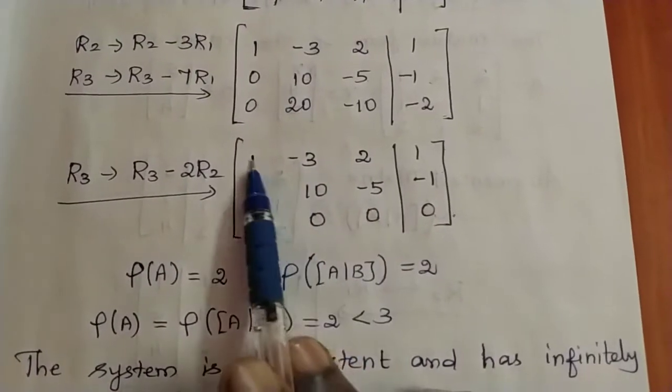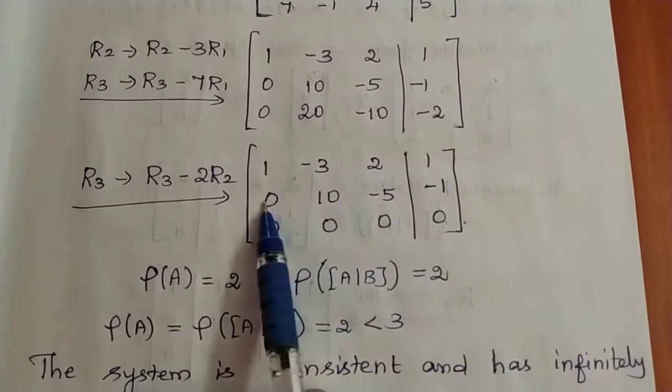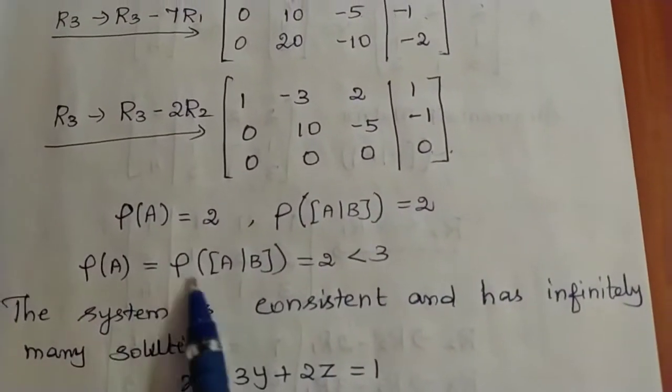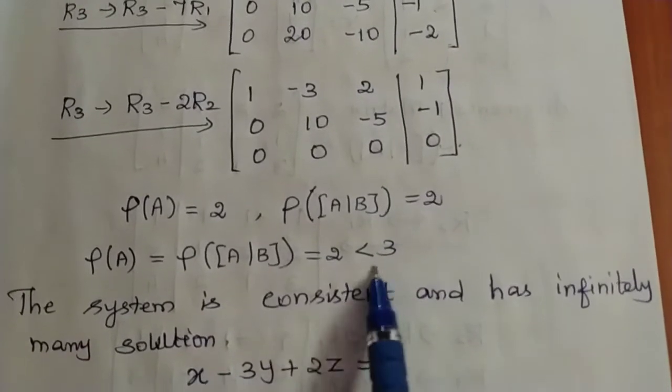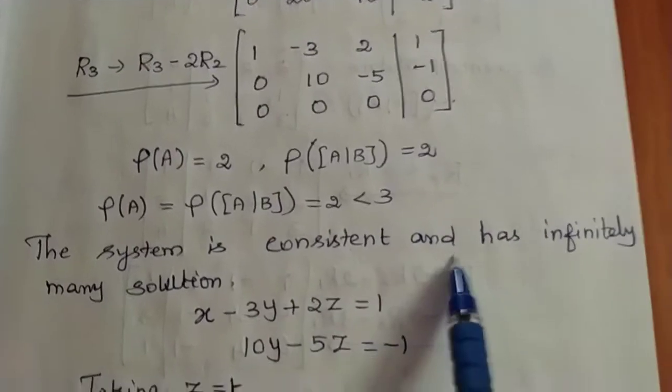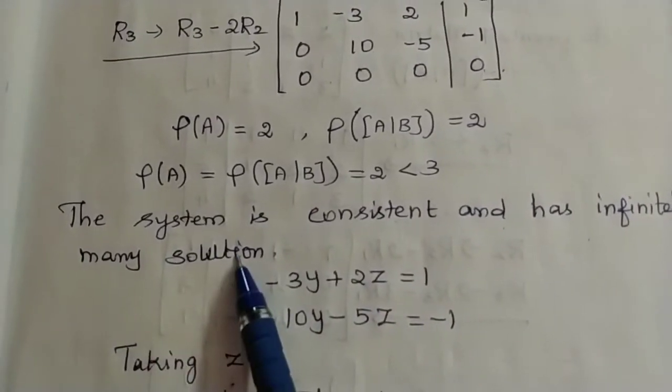The rank of A by B is also 2 non-zero rows, so it equals 2. Rank of A equals rank of A by B equals 2, which is less than 3. Less than 3 means the system is consistent and has infinitely many solutions.